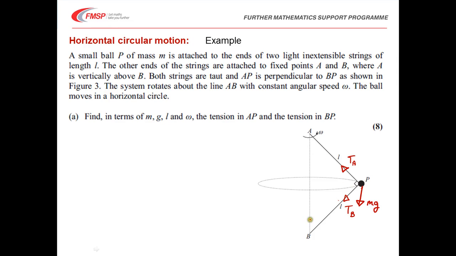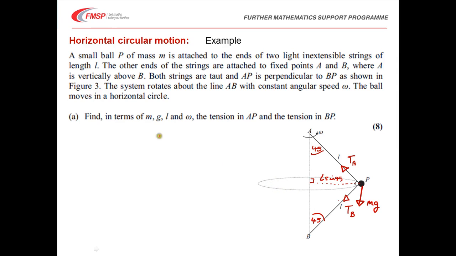I know that because the two strings are the same length and I have a right angle in here, each of these angles is going to be 45 degrees. And that gives me quite a bit of information about the system. I'm also going to pop in a radius to the circle here. And again, looking at this right angled triangle in the top half here, I can see that the radius of my circle is going to be L sine 45, or L over root 2, and we might find that useful later on.